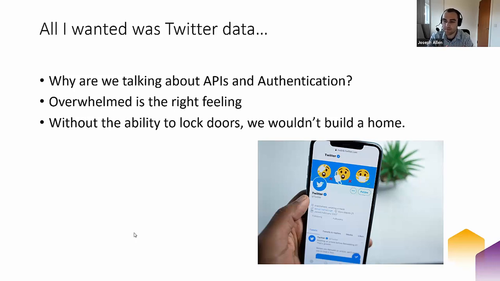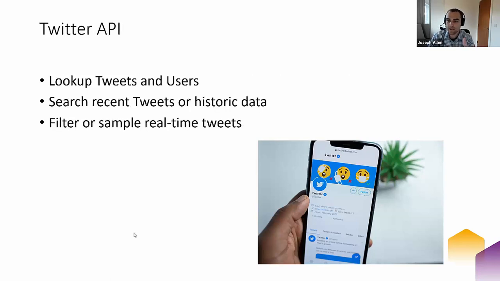The implementation of web security is understandably complicated, but without this web security, we wouldn't have access to this data at all. Without the ability to lock a door, we wouldn't even construct buildings. And without the waiter, we can't open the restaurant in the morning to guests, and everyone has to cook at home. So back to Twitter.